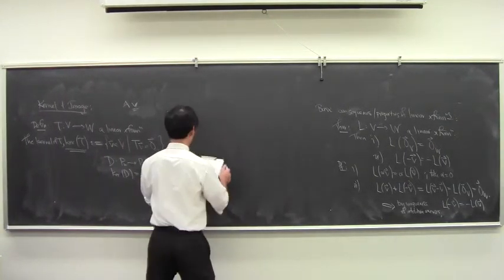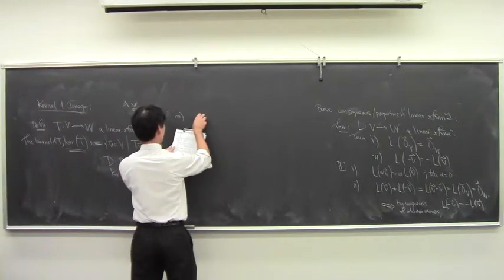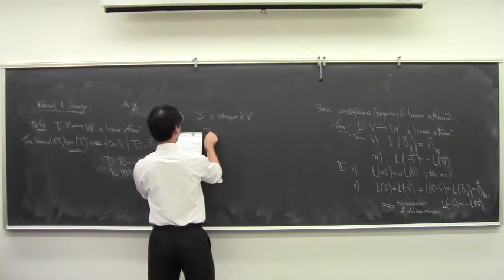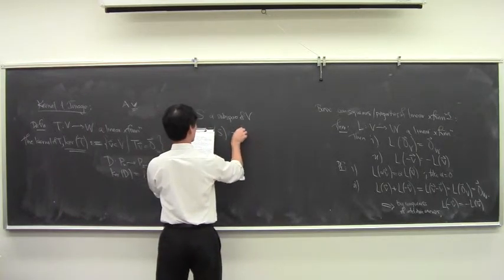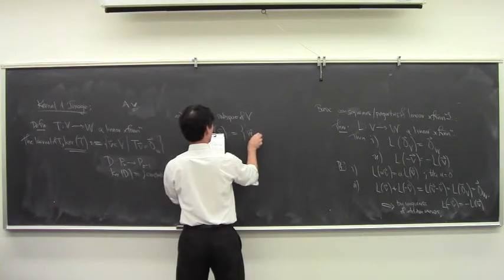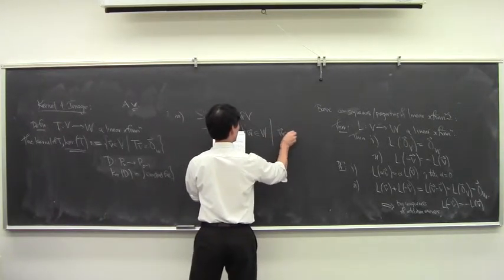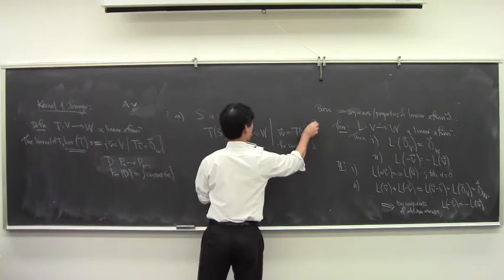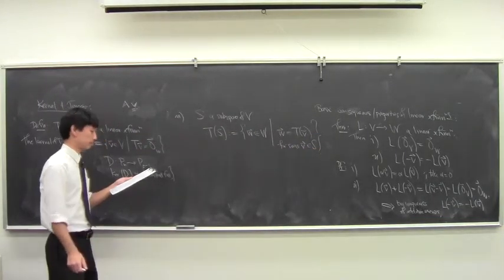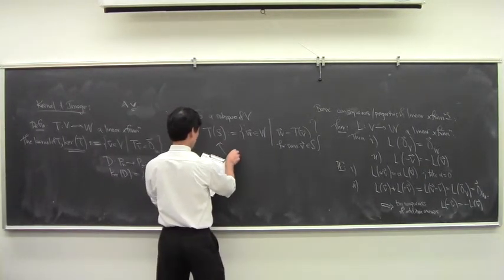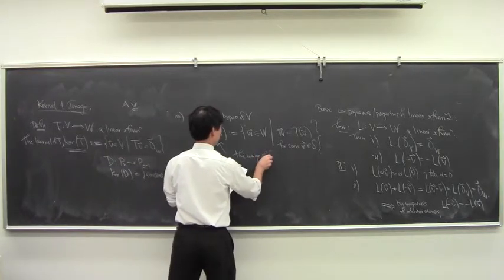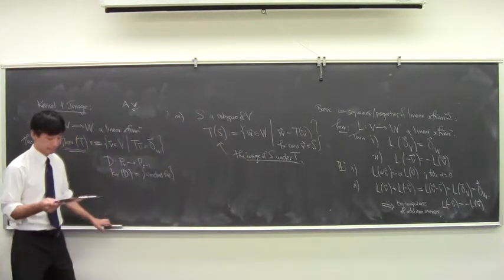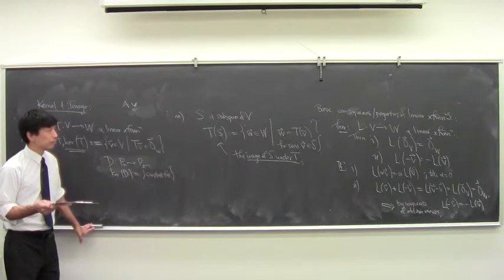Second notion, and this is a little bit tricky because the book defines it in a peculiar way. So S, a subspace of V, T of S, the book says this is going to be all W in the target space such that W equals T of V for some V in S. We call this thing, the book calls this thing, the image of S under T.